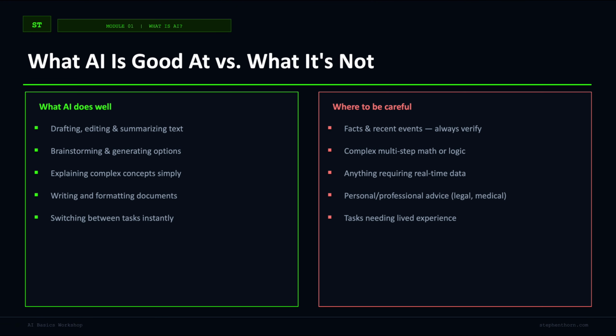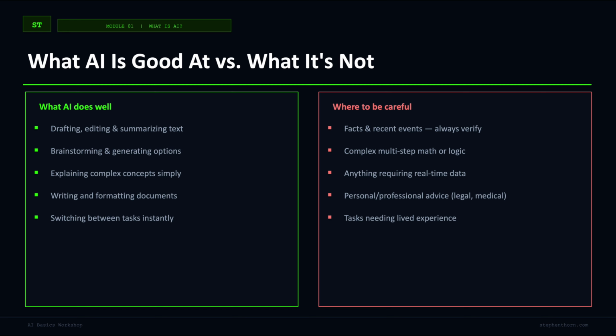Let's get really specific about what AI is genuinely good at, and where it starts to wobble. On the left side of the slide, you'll see what AI does well. First, writing and editing text at almost any scale. A paragraph, an email, a draft proposal, a summary, a rewrite. Language is AI's home turf.